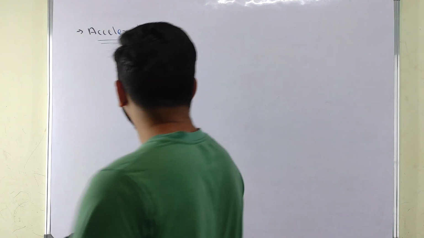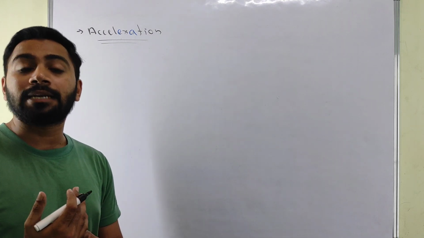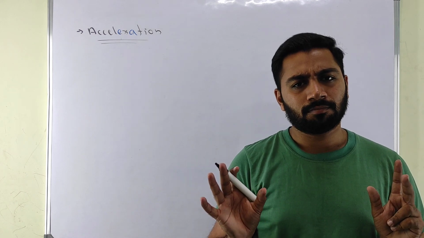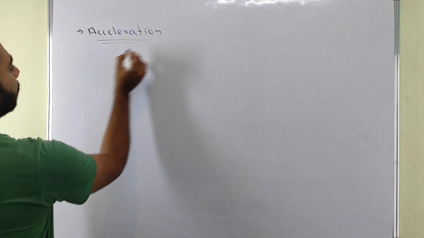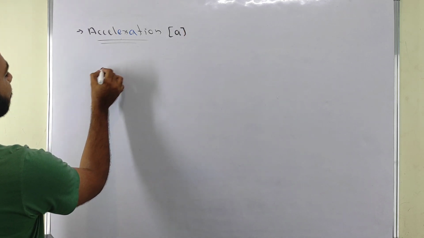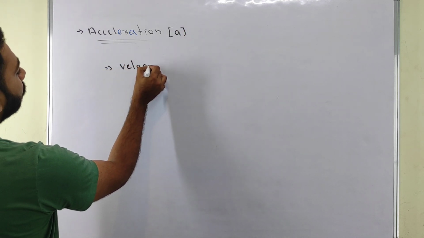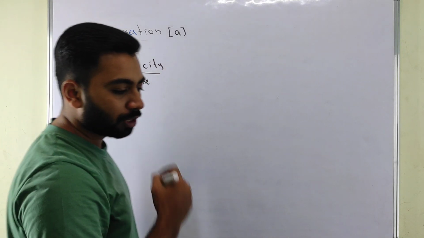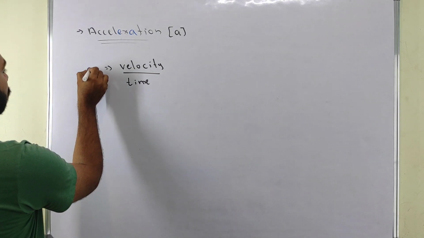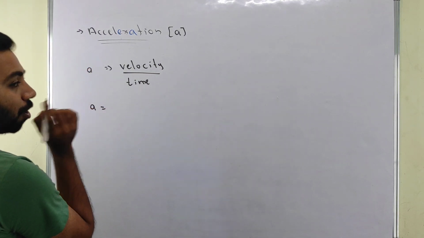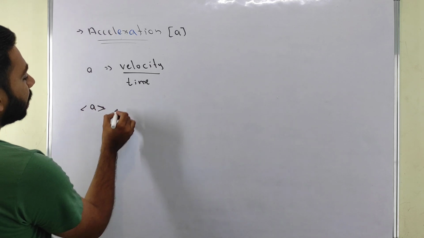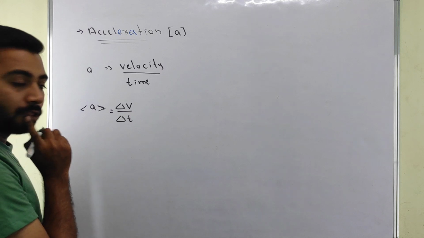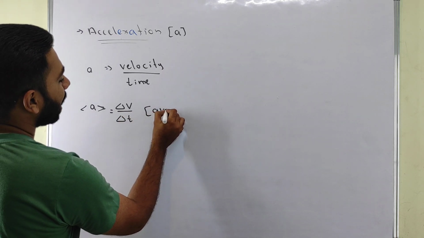Now what is acceleration? Acceleration is equal to velocity by time. Basic thing. We represent this by a. Acceleration is equal to total velocity by time, or you can say average acceleration is equal to velocity divided by total time. Now this is our average acceleration.